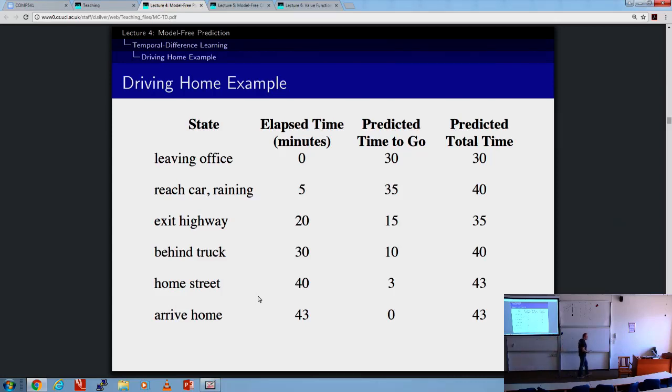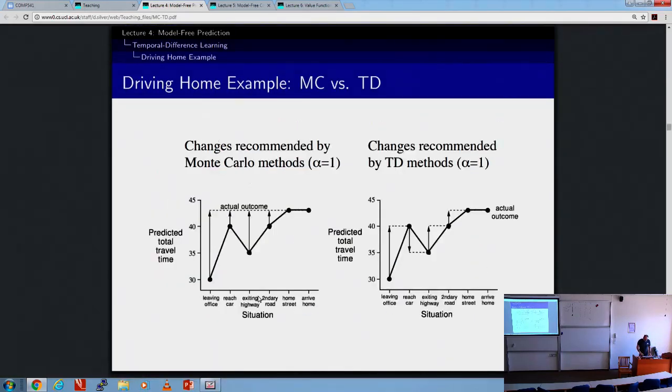Now in this problem setting, if we compare what TD does versus what MC does, we see a picture like this. On the left, we see how Monte Carlo behaves. First of all, what does Monte Carlo do? Monte Carlo doesn't do any updates until the end of the episode. So my initial estimates of 30, 40, 35, 40, 43, etc. are my initial estimates of the state values.